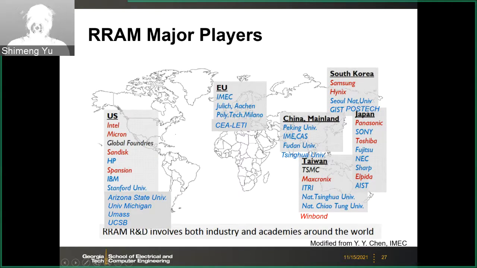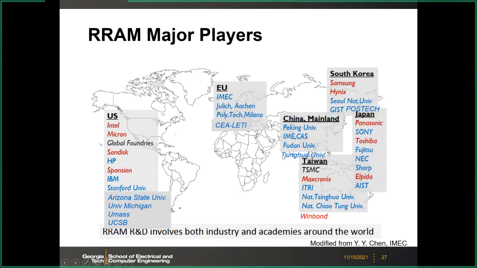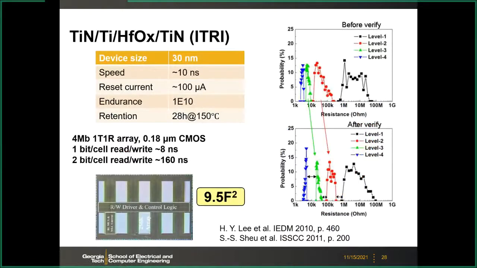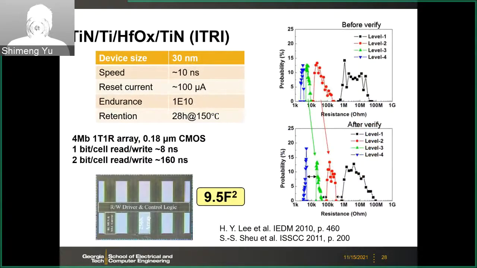And in the US, those companies have invested in RRAM before. They may not be doing that right now. Maybe some of them gave up, but some of them still continue. So let's look at some of the prototype chips reported in the major circuit conferences like ISSCC.